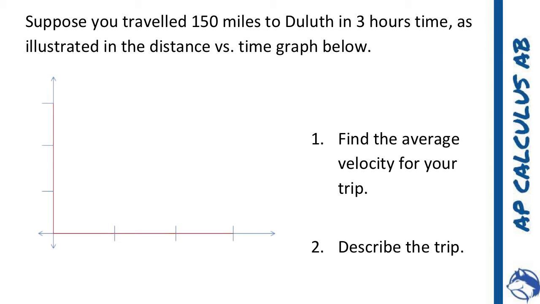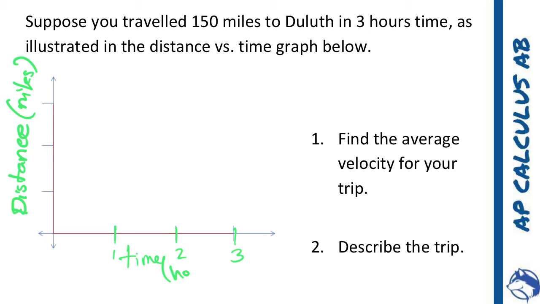To start it off, suppose we traveled 150 miles to Duluth in 3 hours, and the distance versus time curve is, this is going to be my time. So this is going to be 1 hour, 2 hours, 3 hours. And up here we're going to do the distance. We should probably put this in miles, and down here for the time we better put hours. So distance in miles, it's easy just to go 50, 100, and 150.